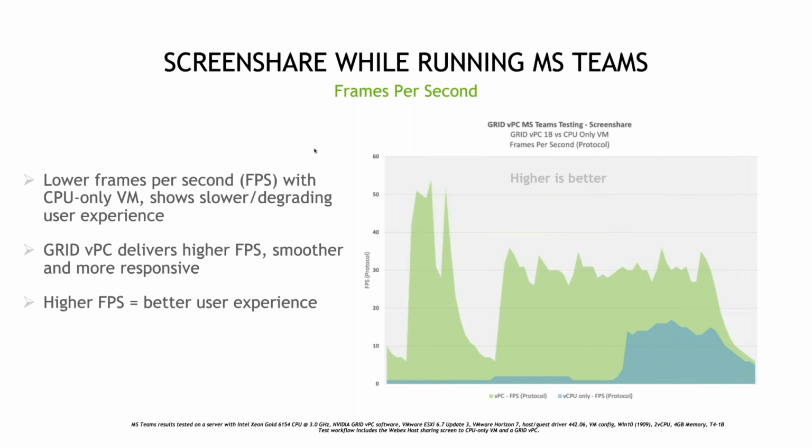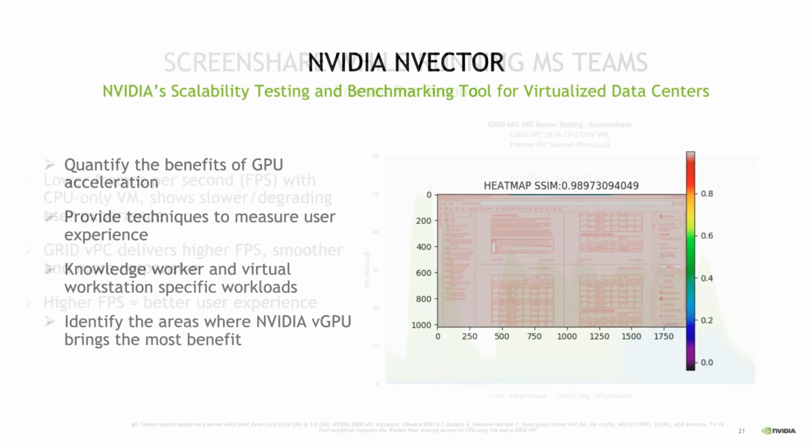Now, for Microsoft Teams, we ran the screen sharing test, where the presenter is sharing a screen. And what we observed was that the number of frames that we deliver is much higher on the vPC-enabled VM. Again, this is expected because you've got a GPU present in the system that can churn out more frames. But in the end, it results in a much smoother user experience for the end users, which is obviously very desirable for these kinds of scenarios.